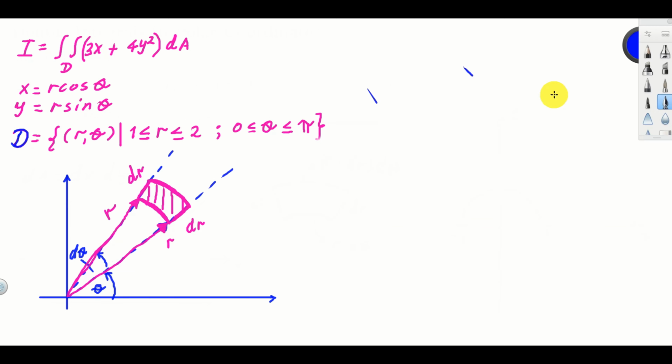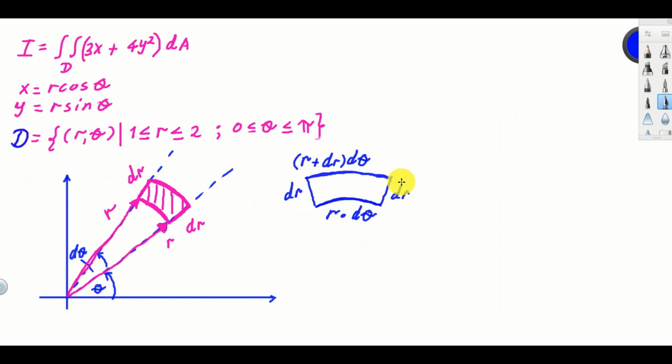Next, let's enlarge this region and let's sketch it over here. Here it is. And over here, I'm going to exaggerate the dimensions of this region just for illustration purposes and for clarity. Here it is. The length of this edge is dr. The length of this edge is also dr. And since over here we have an arc of a circle or a segment of a circle, this length will be r multiplying d theta. Similarly, this length over here will be r plus dr multiplying d theta.